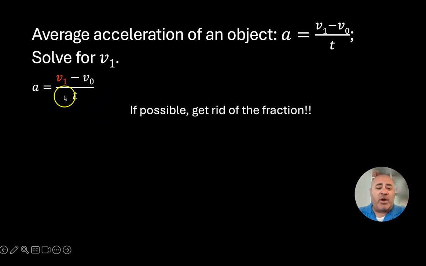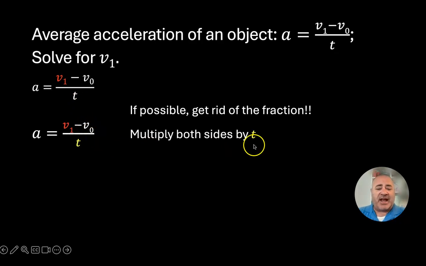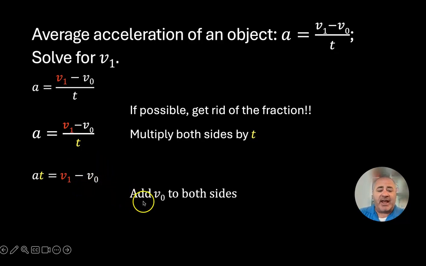Well, in this case, we only have one denominator, so we're just going to multiply both sides by t. And that gives us then on this side a times t. The t's cancel here, so we get v sub 1 minus v sub naught. Now, we're trying to find this v sub 1, so we need to get rid of this. Since we're subtracting on this side, we need to add v sub naught to both sides so that we can isolate that v sub 1. So by adding it, we get a times t plus v sub naught is equal to v sub 1. And that's what we were going for.